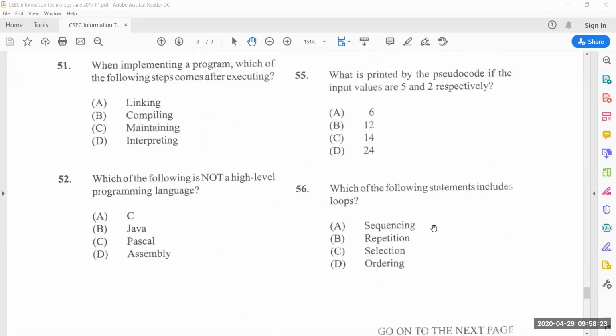All right, let's move on to 56. Which of the following statements includes loops? So I have sequencing, repetition, selection, or ordering. Yes, repetition, right?